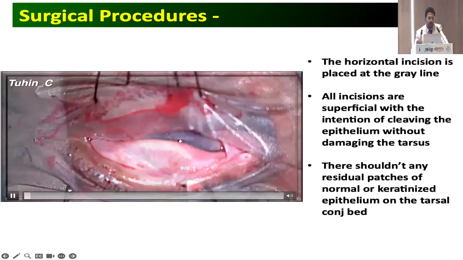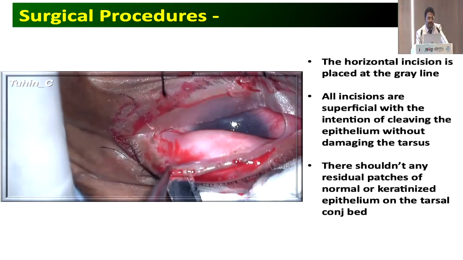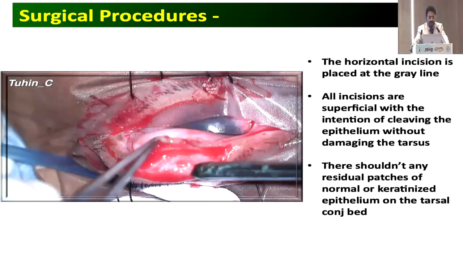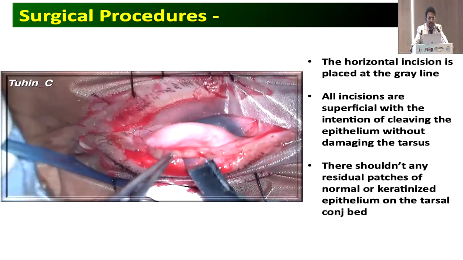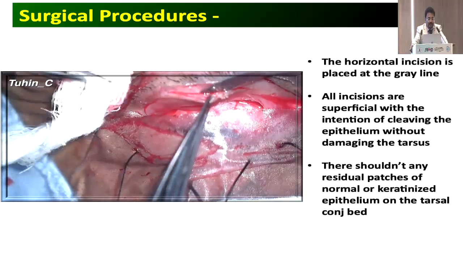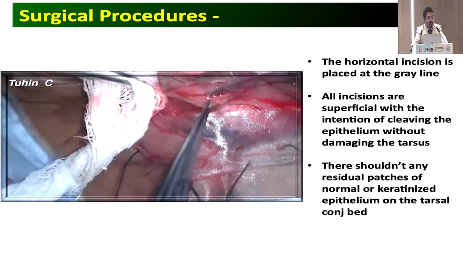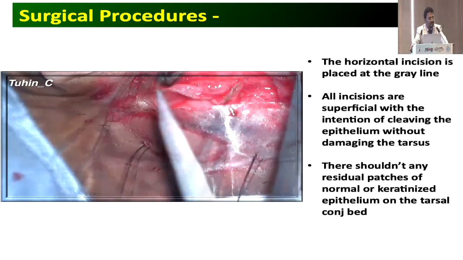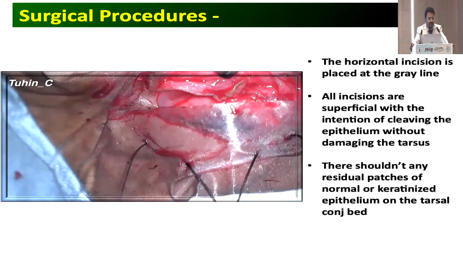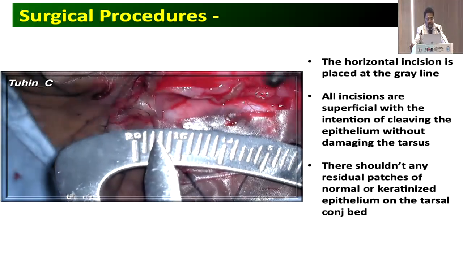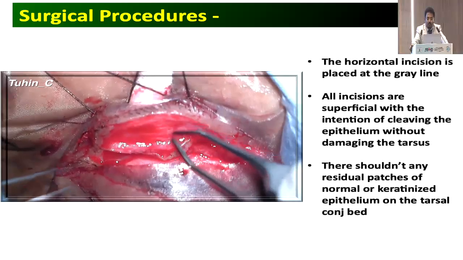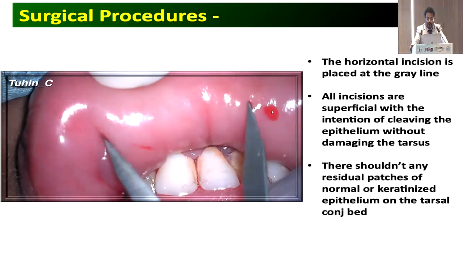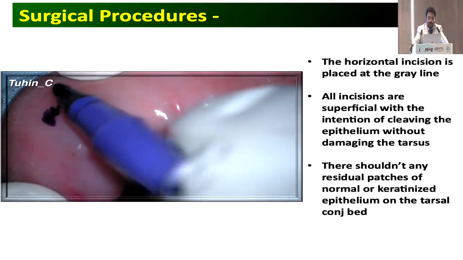First, a horizontal incision by a number 15 blade is placed at the gray line, and all incisions are superficial with the intention of cleaving the epithelium without damaging the tarsus. There should not be any residual patches of normal or keratinized epithelium on the tarsal conjunctival bed. Otherwise, either the graft will necrose, or there may be recurrence of the lid margin keratinization. The surgery is carried out under general anesthesia with the endotracheal tube secured on one side, so as to get adequate exposure of the oral mucosa on the other side.